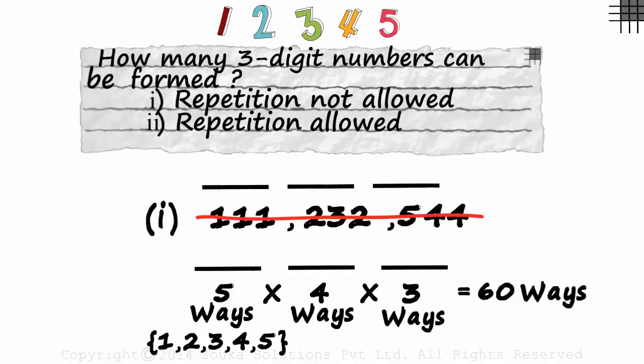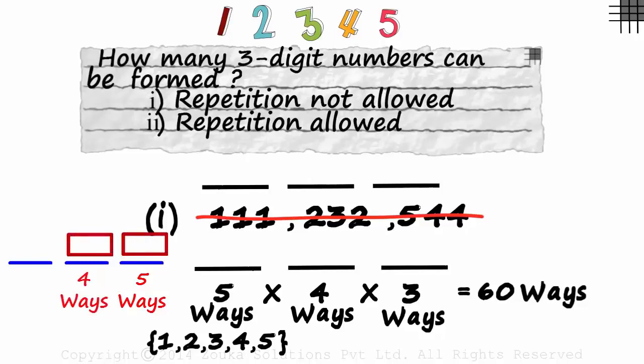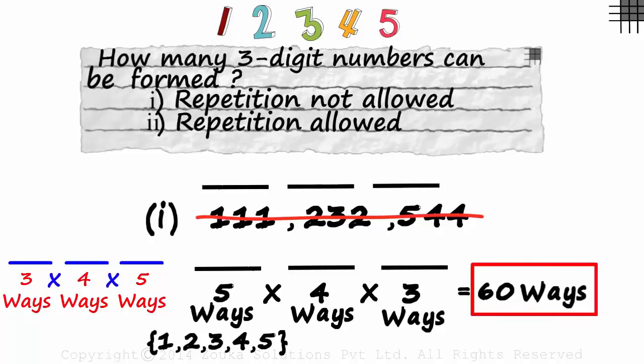Here we started off with the hundreds place. Can we start off with the units place? Of course, yes, we could have. If we would have started off with the units place, we could say that the units place could be filled in 5 ways. Once the units place is filled, the tens place would be filled with any of the remaining 4 digits. And once 2 digits are utilized, the hundreds place can be filled with any one of the remaining 3 digits. 3 times 4 times 5 will also give us the same answer, 60 ways.